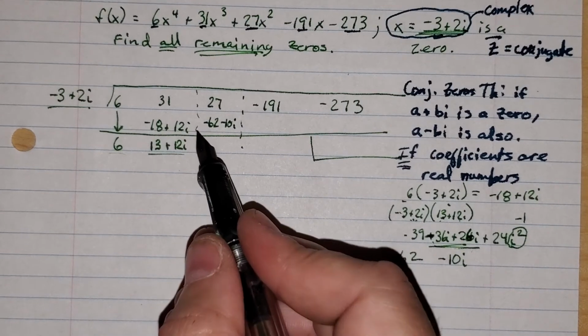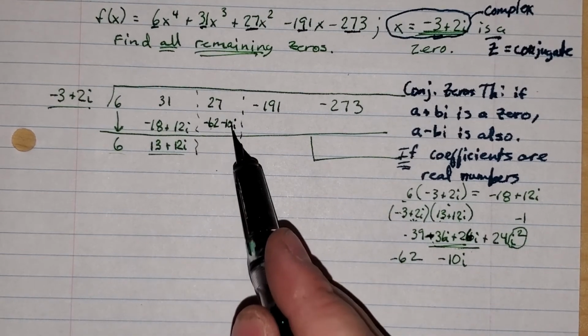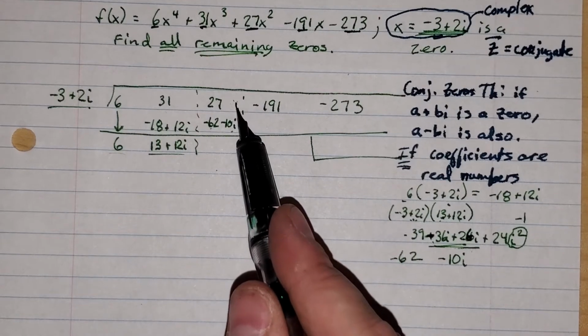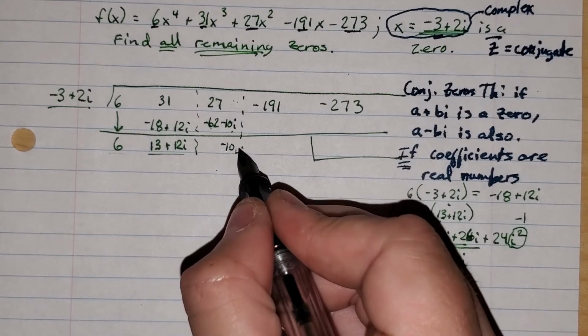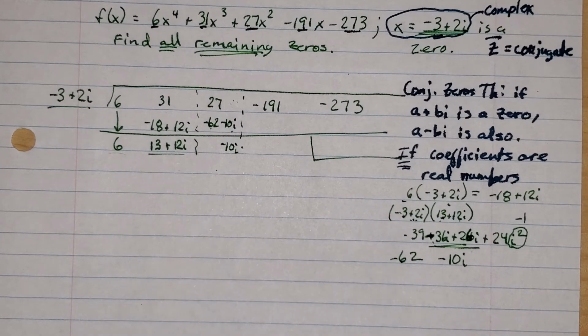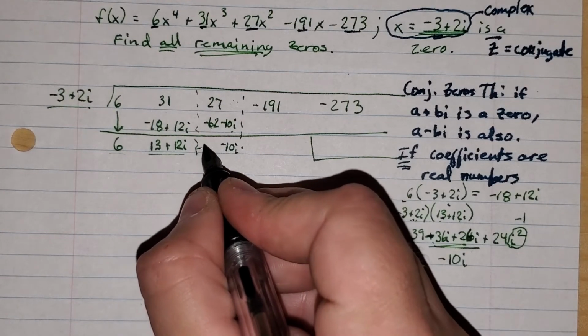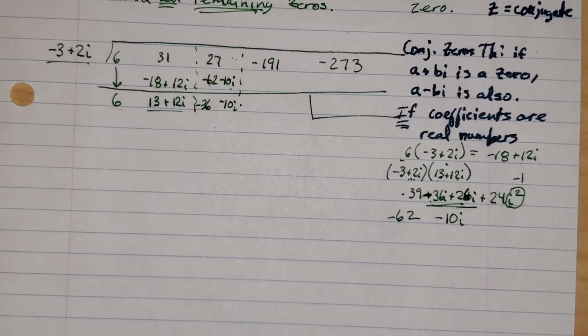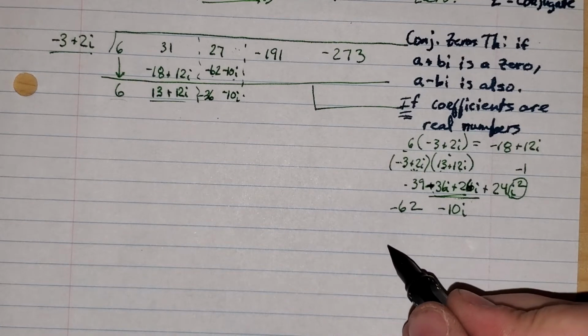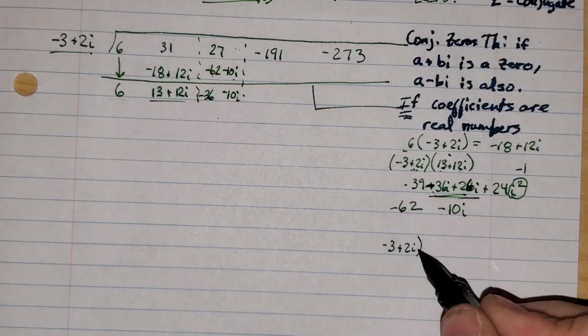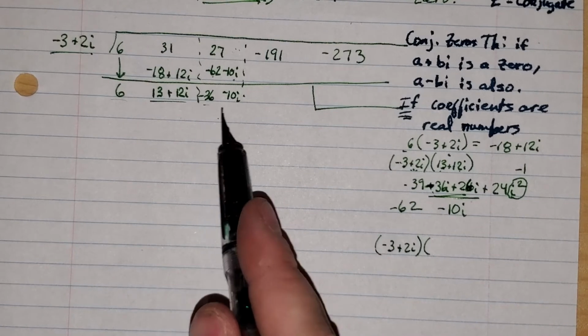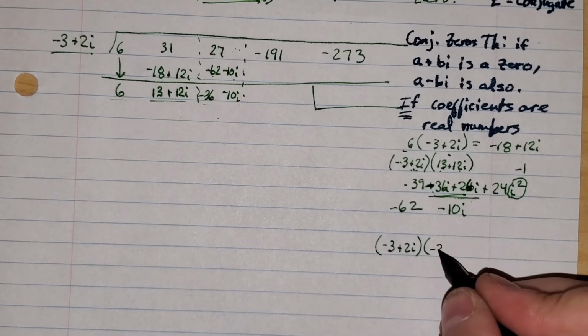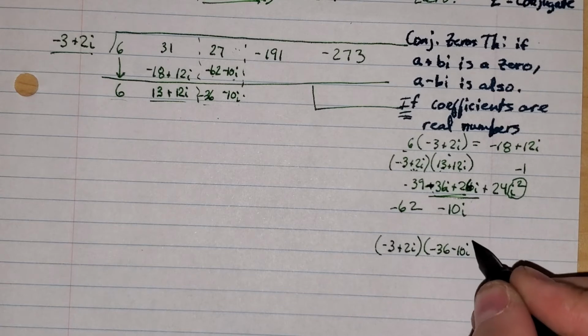And then what do we do? We add the real parts and we add the imaginary parts. Well, the imaginary part's 0, so 0 minus 10 is minus 10i. And 27 minus 62 is negative 36. So we get negative 36 minus 10i. What's our work going to show next? We're going to come down here and we're going to say negative 3 plus 2i times that guy, negative 36 minus 10i.